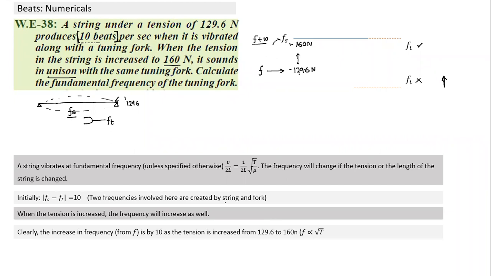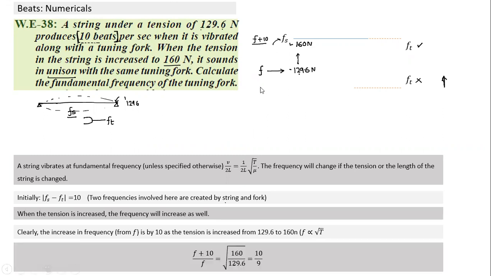Frequency is proportional to root T from this equation. The length is not changed, mu is not changed. The only thing that changes is the tension in the string. So I'll use frequency is proportional to root T. I'll substitute the two values. If I take the ratio of this frequency by this frequency, it has to be the square root of this tension by this tension. So that's the equation. Bhagishri, is this clear now? Yes, sir. It's clear.